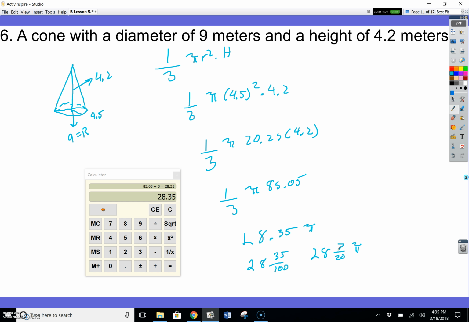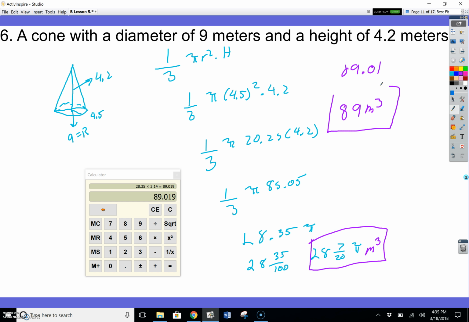Now, you are more than welcome to have your answer look just like this in terms of pi, but don't forget what we need to do is multiply it by 3.14. So if I take this number and multiply it by 3.14, I'm going to get 89.01. It says round to the nearest tenth, so to the nearest tenth, it would just be 89 meters cubed. And as always, don't forget to have those units on both of them. So here's my answer, which is the most accurate in terms of pi. And here's my second answer that is not as accurate because there was some rounding.